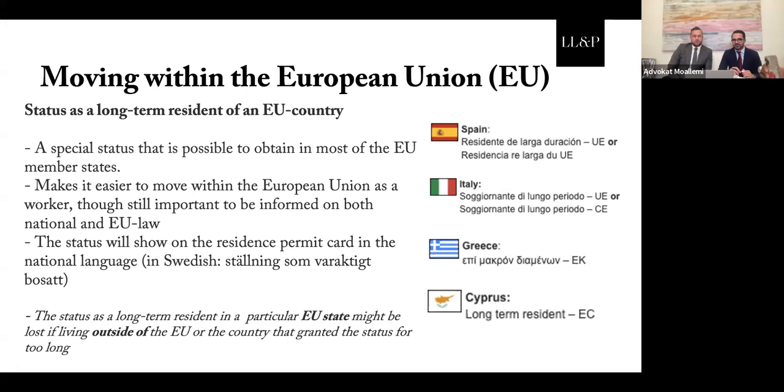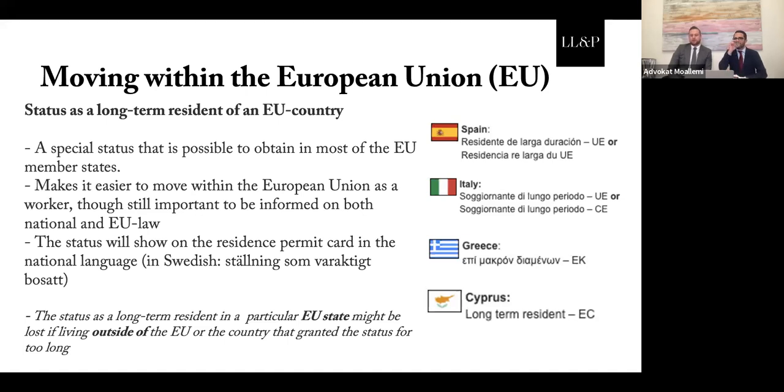But to move within the European Union, I will talk about status as a long-term resident of an EU country, because that is one of the ways that you can use to move within the European Union. This is a special status that is possible to obtain in most of the EU member states. Not all of them. For example, Denmark is not taking part in this. It is a status that can make it easier for you to move within the European Union as a worker, though it's still important that you are informed on both national and EU law.